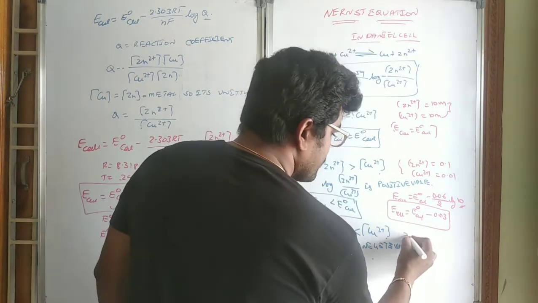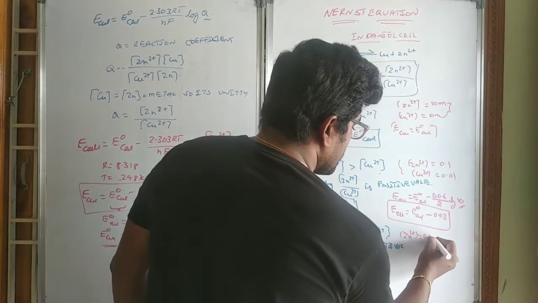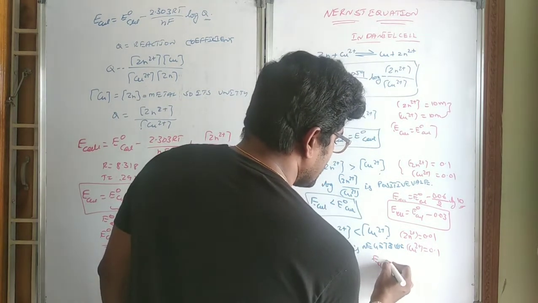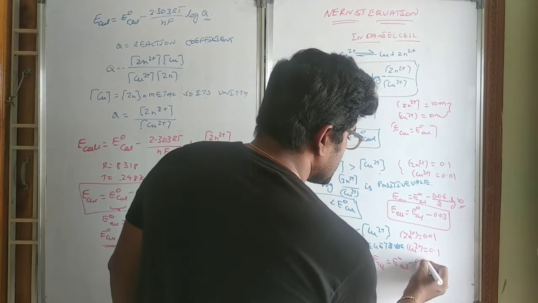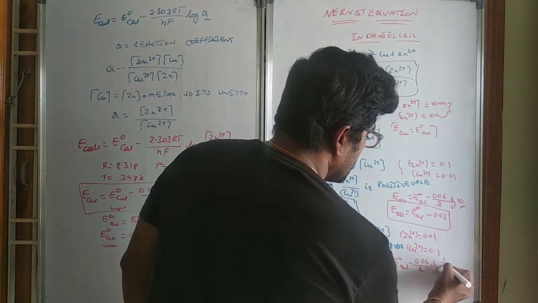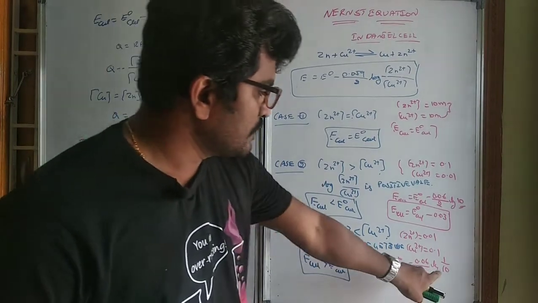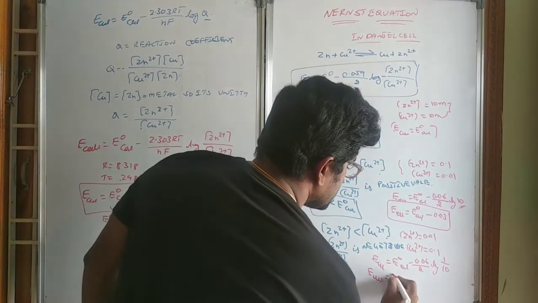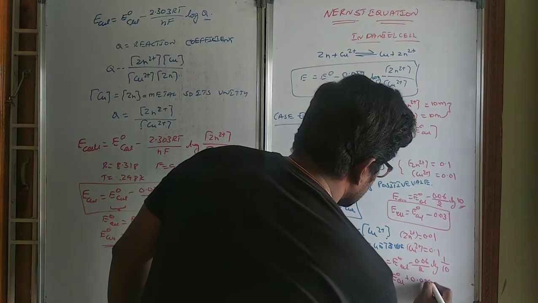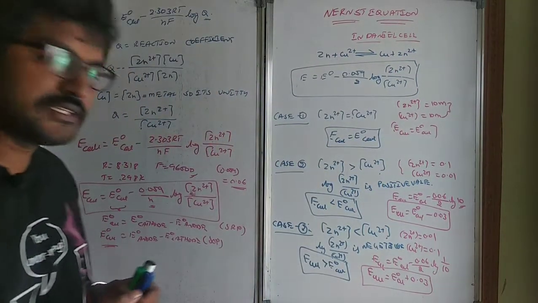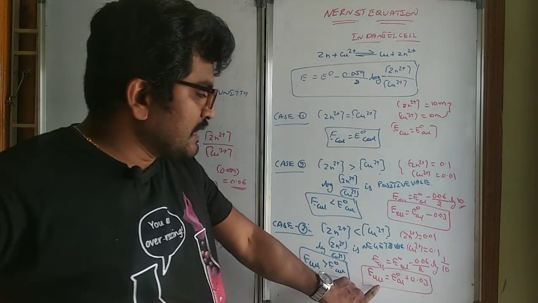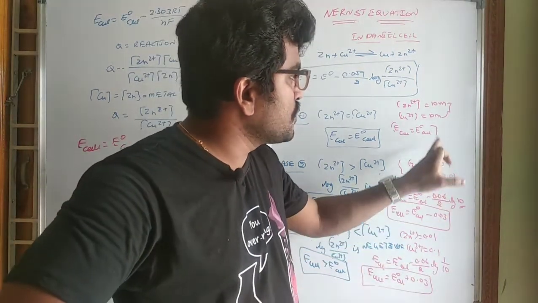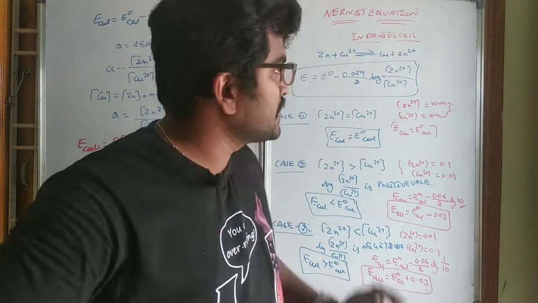0.03. If zinc concentration is equals to 0.01, copper concentration equals to 0.1, E cell is equals to E naught cell minus 0.06 by 2 log 1 by 10. You know very well 1 by 10 means log 10 power minus 1, it will become plus. So E cell is equals to E naught cell plus 0.03. Like that also they will ask you now. Or to increase the cell potential of a galvanic cell by 0.03, what should be the ratio of zinc and copper concentrations, they can ask you.